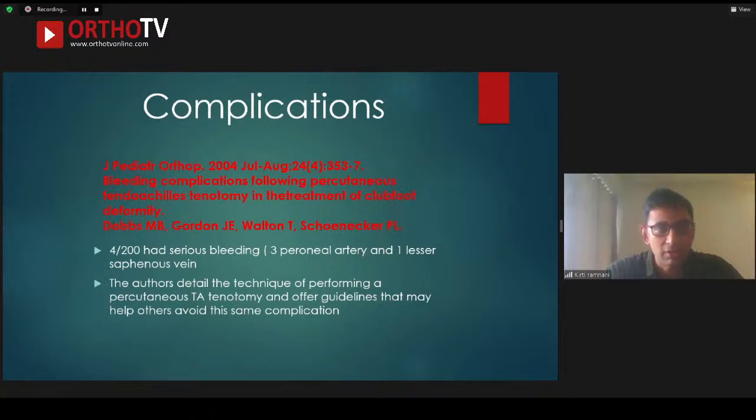So you have to learn the technique, and once you learn it, this is a fairly straightforward technique, but you have to be aware of the complications. Thank you.